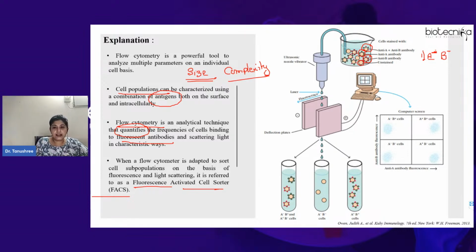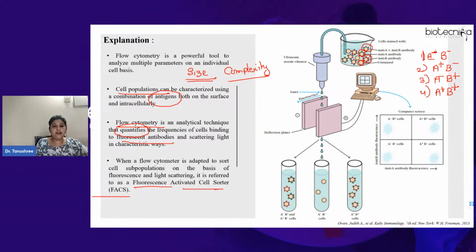So we are considering four types of cells. First, cells which do not have A antigen and also not B antigen. Another, cells which have A antigen but not B antigen. Third type, cells not having A antigen but B antigen is there. And the fourth type, cells which have both A antigen and B antigen.